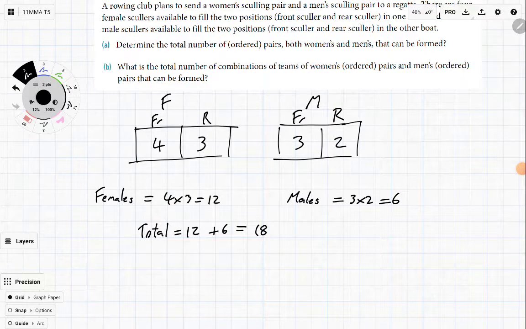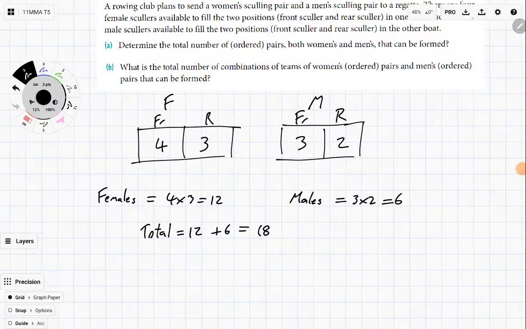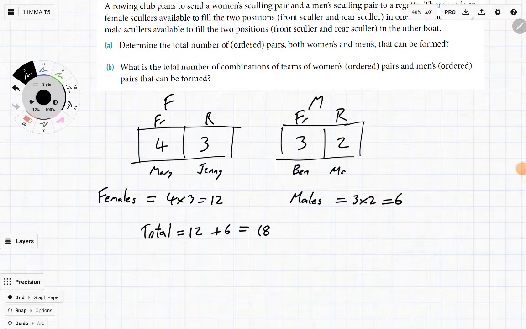However, what if we cared about that there are slightly different combinations? So imagine we have, say, Mary here, Jenny, Ben, and Max, okay? Let's call that one option. This would actually be a different option. Even though I've just swapped the boys, that would actually be a totally separate option. So if I want to count those properly, that's what question B is asking us to do.